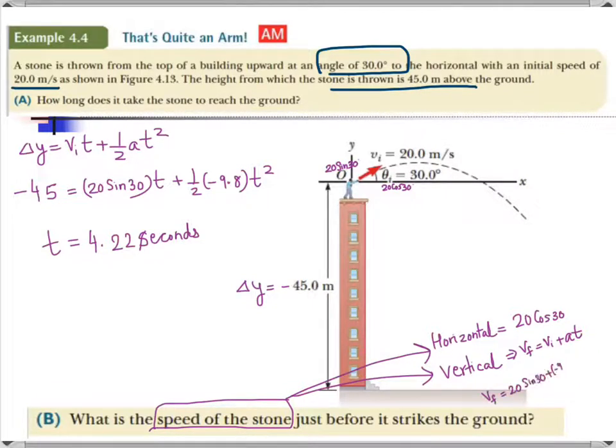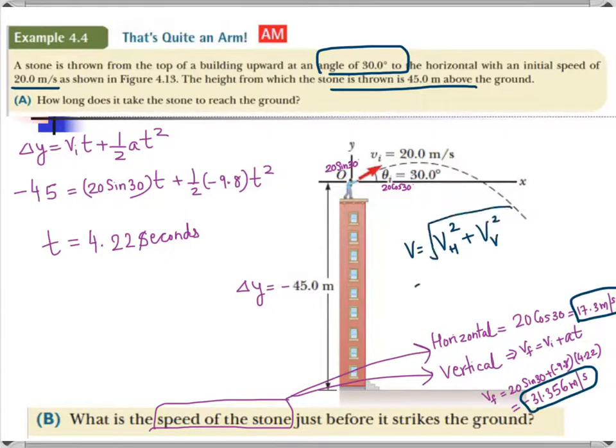So now we substitute Vi, which is 20 sin 30, and acceleration negative 9.8, time is 4.22 from the first part. Solve it, get the answer for vertical velocity as negative 31.356 meters per second. You can see that the vertical velocity is negative because the ball is going downwards. Horizontal velocity, you can use a calculator to get that value, 17.3 meters per second.